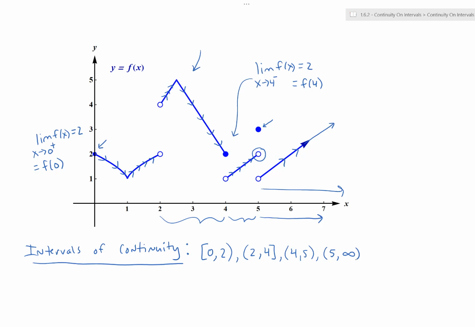So there's a little quick video on continuity over intervals, including the idea of continuity at endpoints, and we just looked at an example to help us understand graphically how that works out.